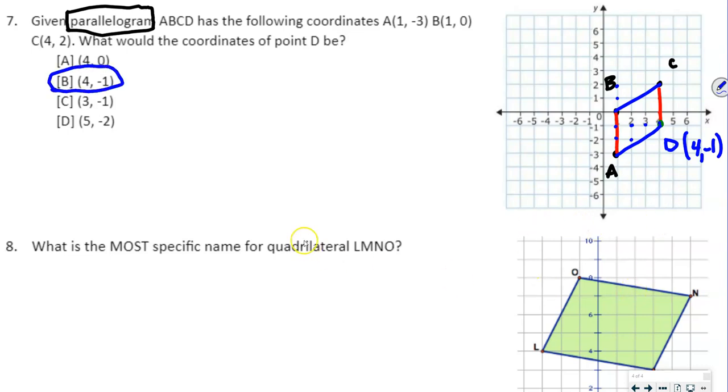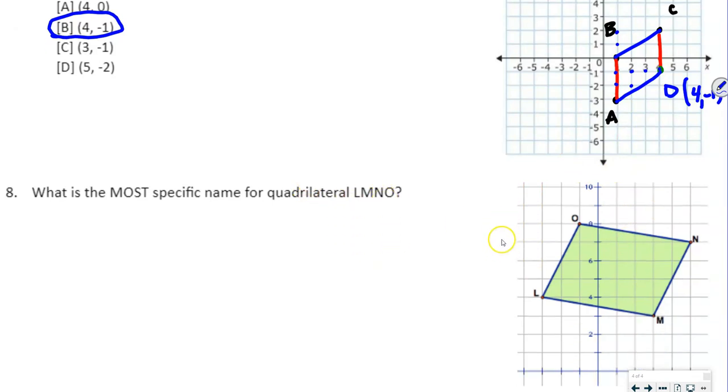All right, so the next one says, what is the most specific name for the quadrilateral LMNO? So what we want to do here is compare opposite sides. Let's look at LO. For LO, we're going up 1, 2, 3, 4, and over 2. So up 4 over 2, that means the slope is 2. So let's check this opposite side. If we go from M to N, we're going over 2 and up 4 again. So that's again 4 over 2, which is 2. That's going to be equal to our slope.